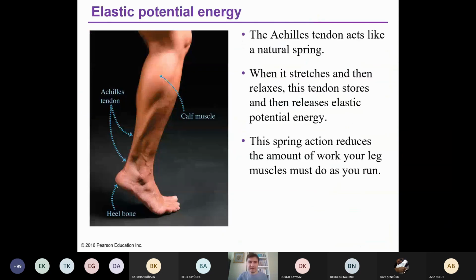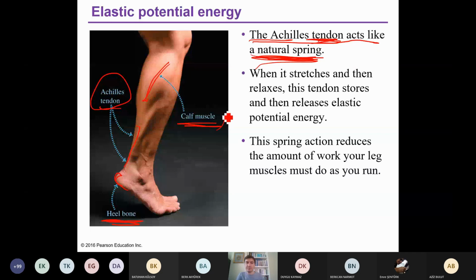Okay, let me give you 2 examples. This is the leg of a human, and here you see the Achilles tendon, and here there's a calf muscle, and here there's a heel bone. The Achilles tendon acts like a natural spring, okay? I have also given some biological examples and applications in the previous lectures. So tendons can be stretched or compressed. They can behave like a spring. We have already discussed this one.